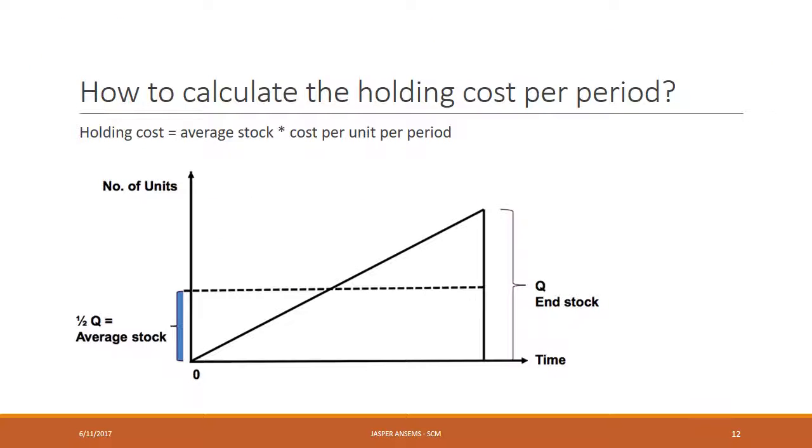So how do we calculate the holding cost per period? The holding cost is the average stock times the cost per unit per period, as you can see here on the graph.